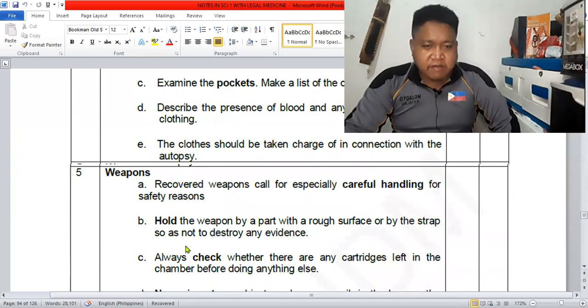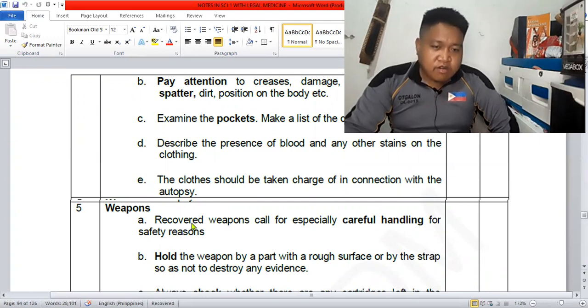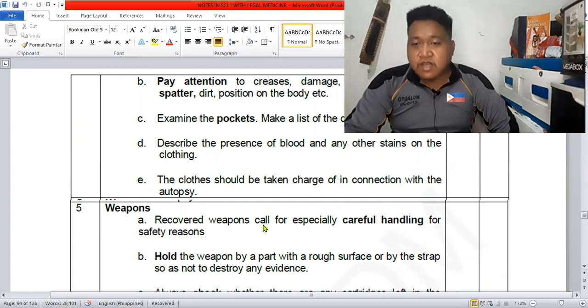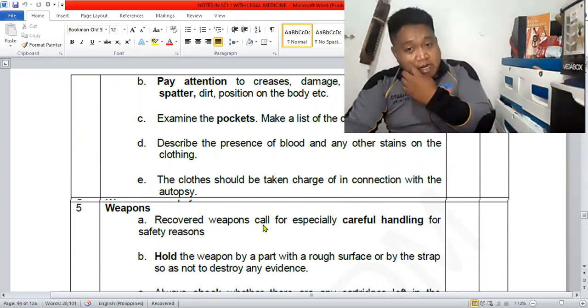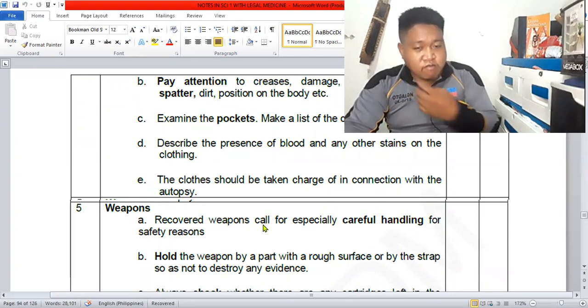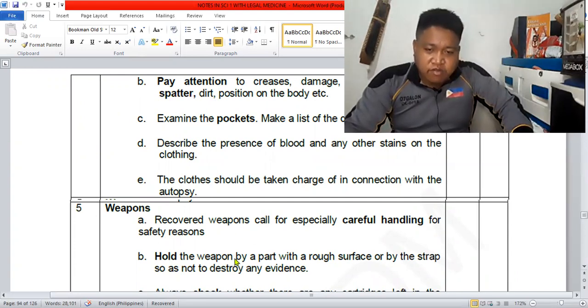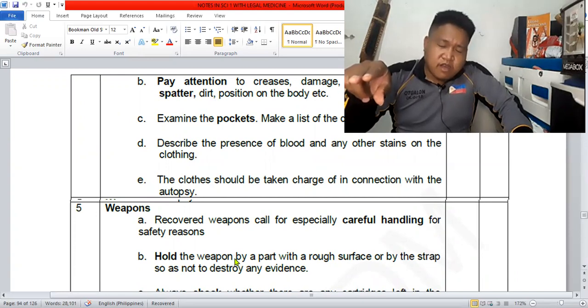Next, on weapons naman. So at the crime scene, if there are weapons like firearms and any other weapons that are present, what will you do? Recovered weapons call for especially careful handling for safety reasons, especially baril or firearms. Ay, baka maka-aksidente ka pa or baka masira mo pa ang evidence, okay? So hold the weapon by a part with a rough surface or by the strap so as not to destroy any evidence. Pwede kang kumuha ng what is that?